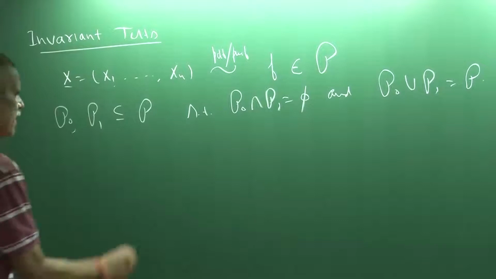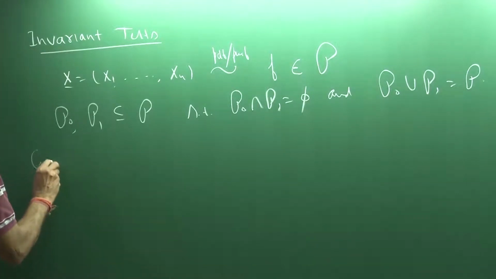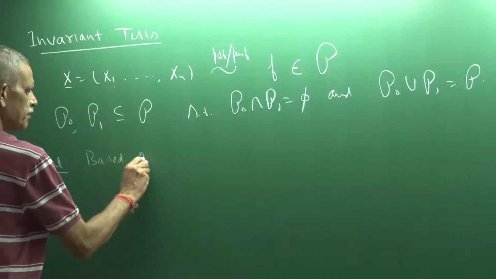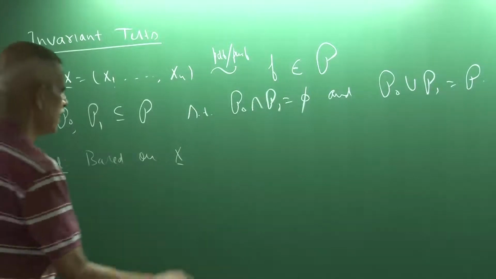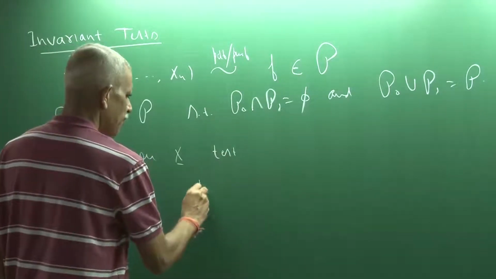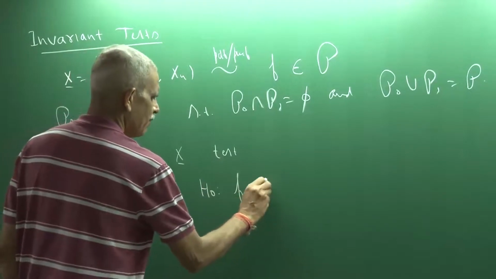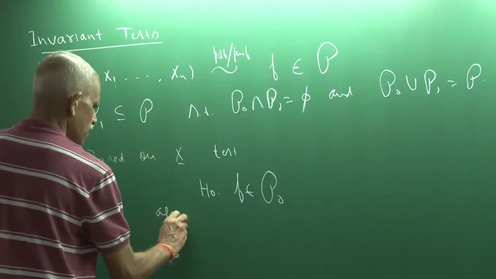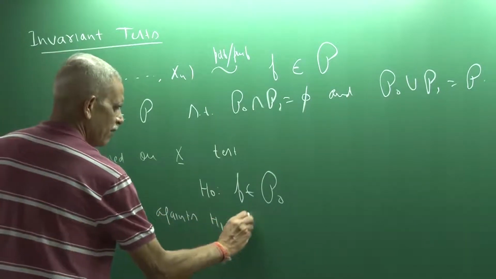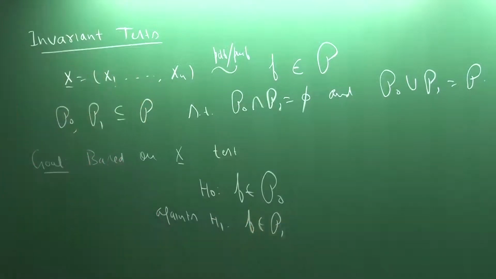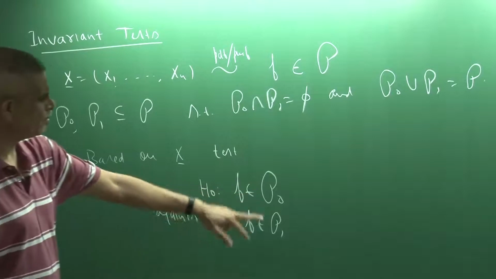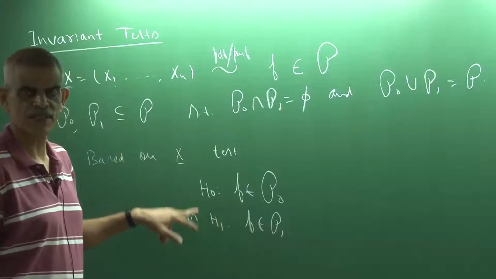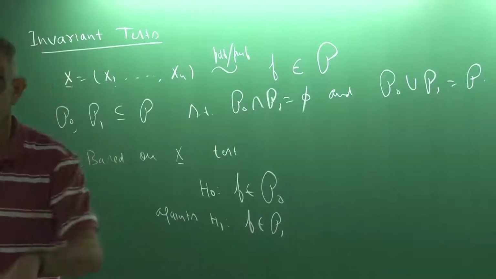What I am interested in, the goal, is to test based on the data the null hypothesis H0 that f belongs to P0 against H1 that f belongs to P1. Note that we required P0 and P1 to be disjoint because H0 and H1 cannot be simultaneously true. So that means either H0 is true or H1 is true.